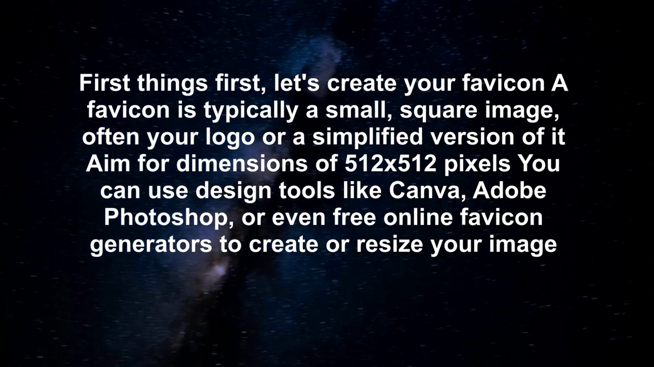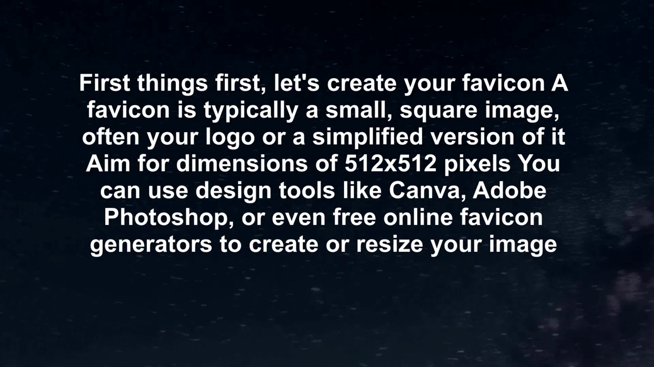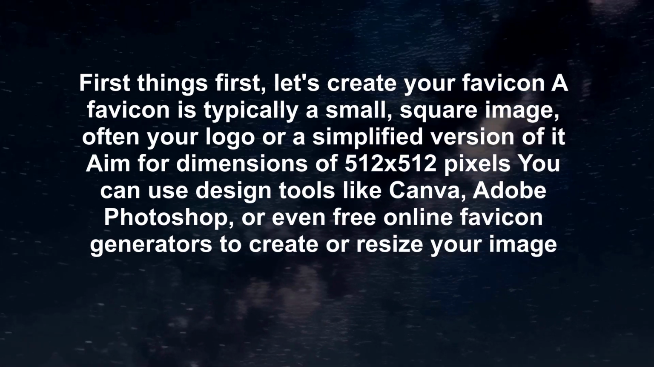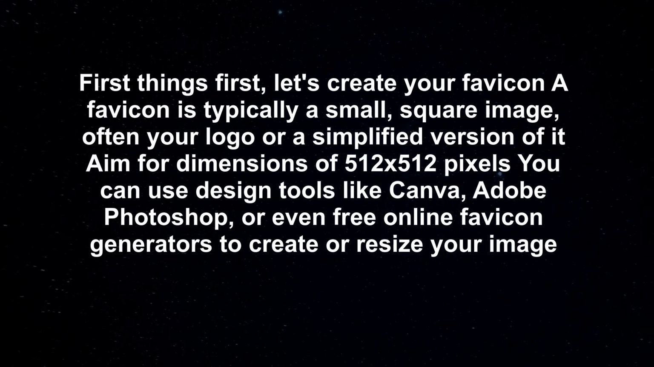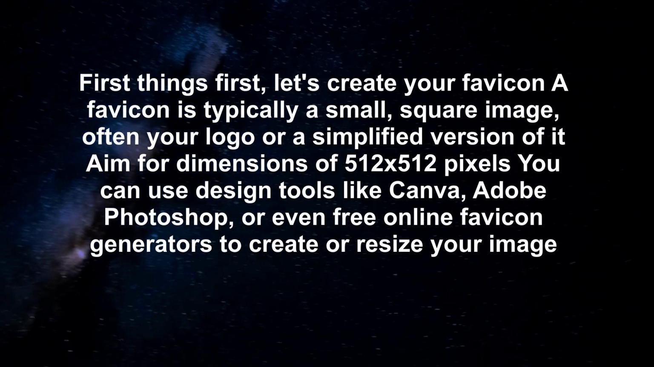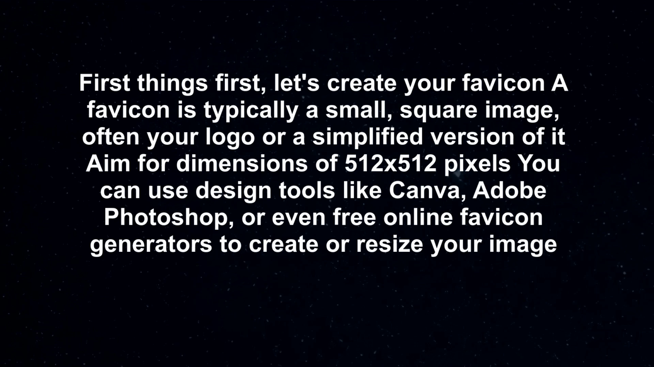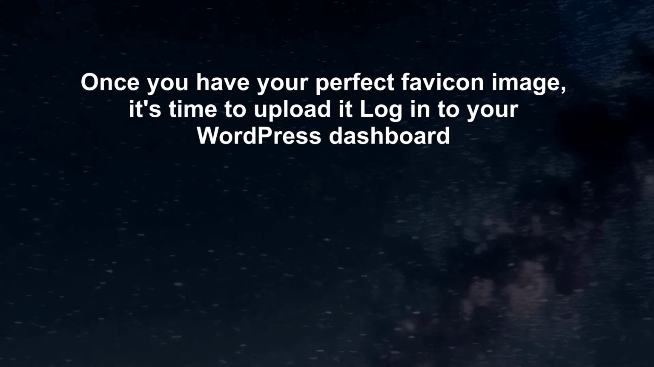A favicon is typically a small, square image. Often your logo or a simplified version of it. Aim for dimensions of 512 by 512 pixels. You can use design tools like Canva, Adobe Photoshop, or even free online favicon generators to create or resize your image. Once you have your perfect favicon image, it's time to upload it.